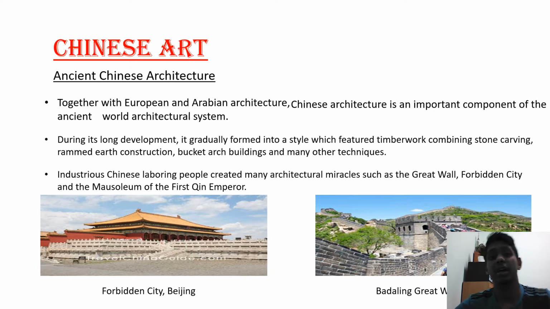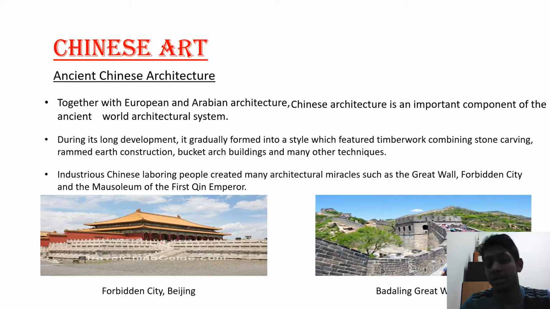Ancient Chinese architecture. Together with European and Arabian architecture, Chinese architecture is an important component of the ancient world architectural system. The second point: during its long development, it gradually formed a style which features timber work, combining stone carving, rammed earth construction, bucket arch buildings, and many other techniques. The third one: Chinese laboring people created many architectural miracles such as the Great Wall, the Forbidden City, and the Mausoleum of the First Qin Emperor.